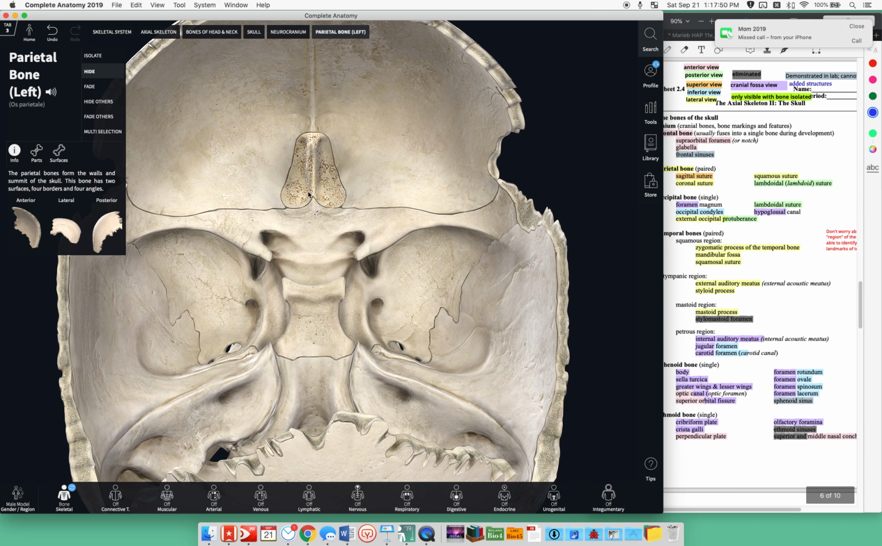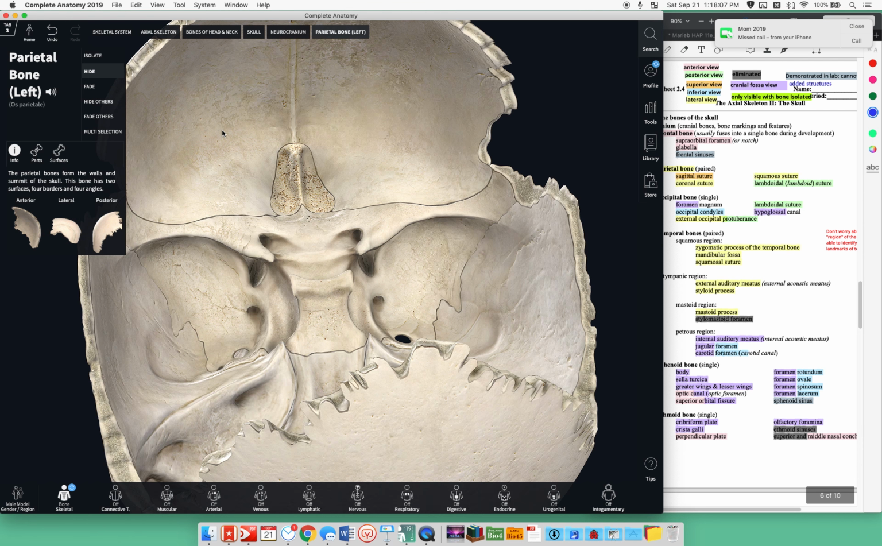This middle ridge, okay, this is the crista galli. Crista galli belongs to the ethmoid bone as well. So you can see the ethmoid bone sort of pierces through the skull, pierces through the frontal bone. Okay, so this is the frontal bone.